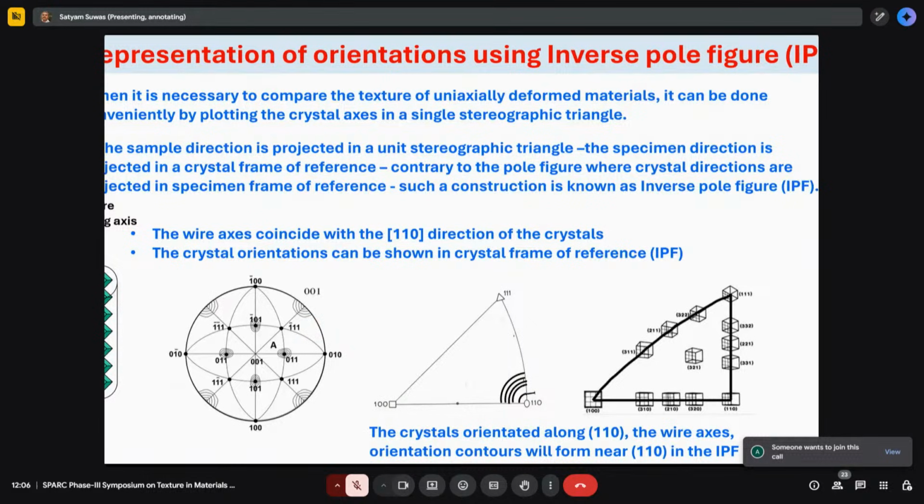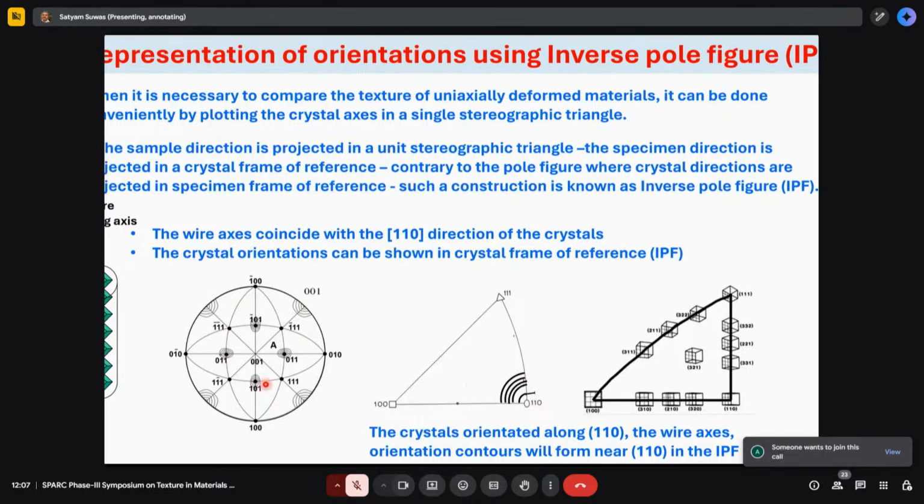For example, this is the sample here, and this is an ideal construction. It doesn't happen like this. It looks like a single crystal, but you could see that the wire drawing axis is aligned along the 110 direction, right? Now, if I have to represent this orientation, I just take a standard triangle here and we present 110 here, right? Mind you, this is not a pole figure, this is an inverse pole figure. And what is presented here is 110, the wire axis. Because the wire axis is aligned with 110, you get a maximum intensity here.